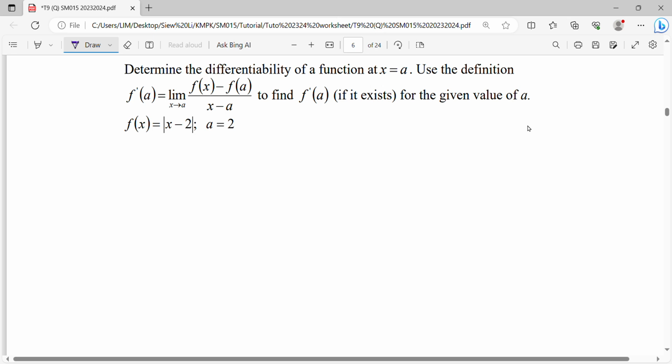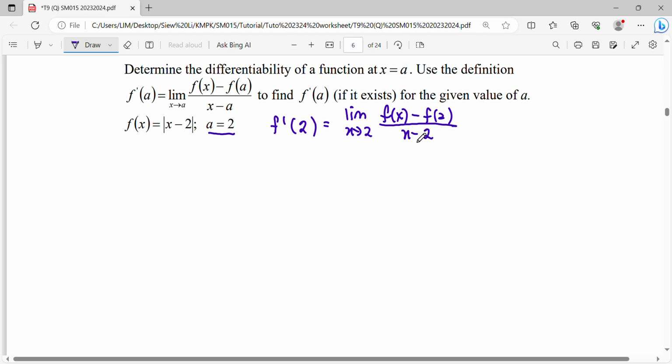To determine the differentiability of a function at x equals a, use the first principle definition and find f prime of a. So a is 2, which means we're going to find f prime 2 at x equals 2. The limit, as x approaches 2, of f(x) minus f(2) over x minus 2. So this is our first principle formula.